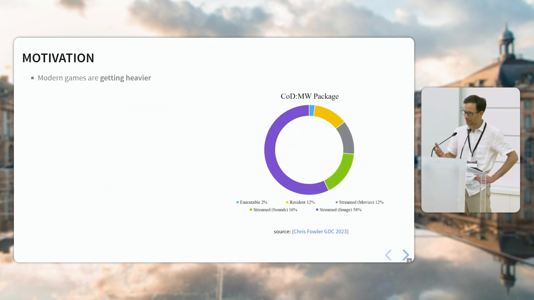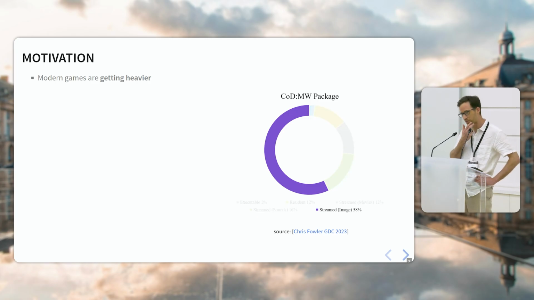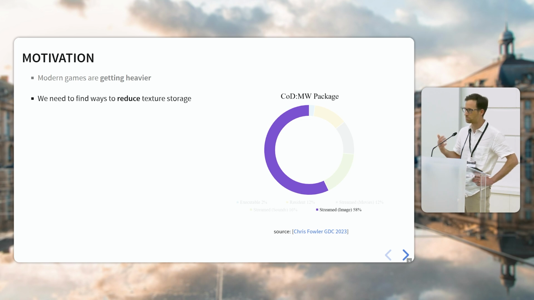And if we try to analyze who's the culprit here, what is increasing and what is causing us damage, we can see here in this analysis of the Call of Duty Modern Warfare package that more than 50% of the game package is actually images. And when we talk about images, we need to find a way to reduce the storage to be able to compress the games better.